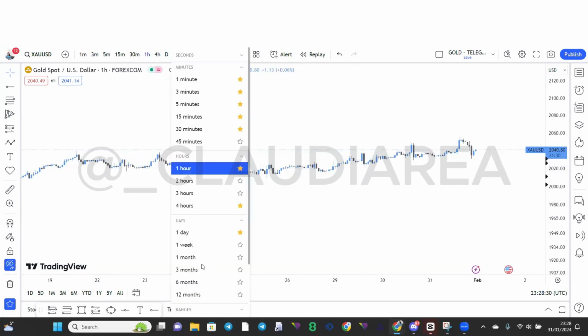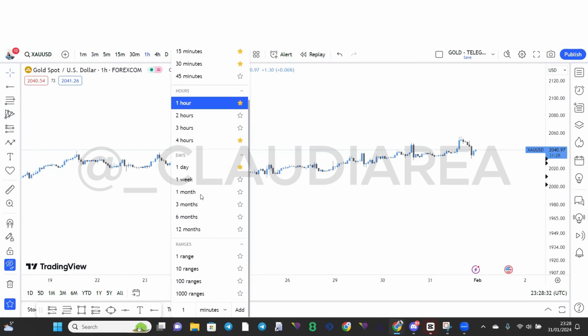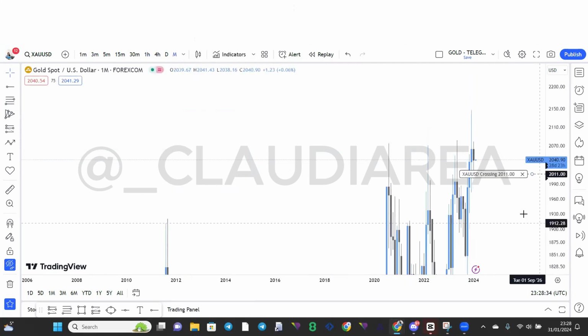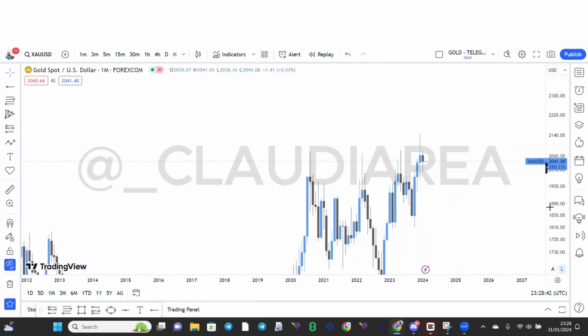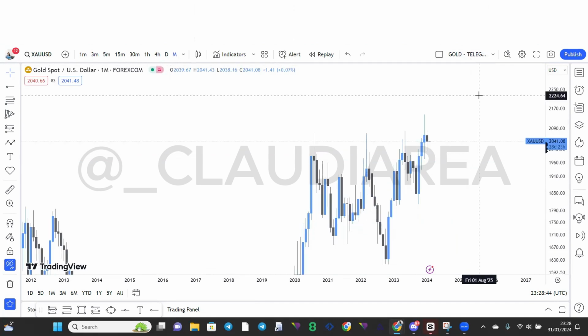So the first thing you need to do is go into the higher time frames, right? So I always start in the monthly. I do the monthly, the weekly, the daily, the 4 hour, the 1 hour, 30 minutes, and that's all you really need to do. You don't really need to go down lower than that, to be honest. You can do the 15 minutes if you want to.